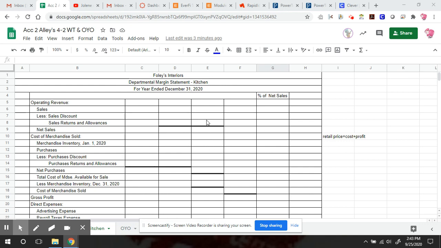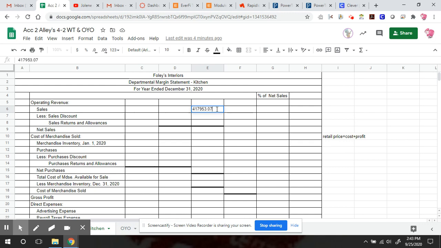We're going to start with sales, another word for which is revenue. We come over three columns, and we have to put in our sales for the kitchen. You'll find that on the second side of your adjusted trial balance. The dollar amount they're giving us is $417,953.07.